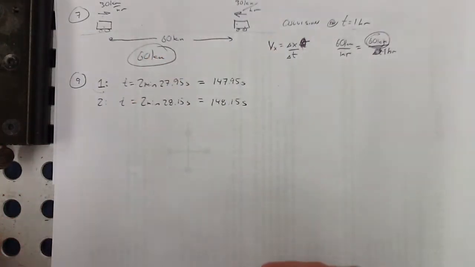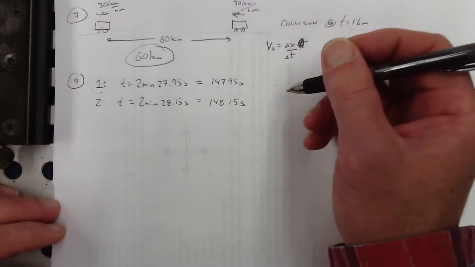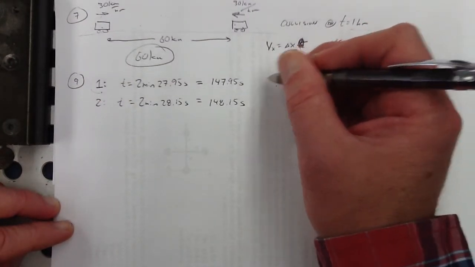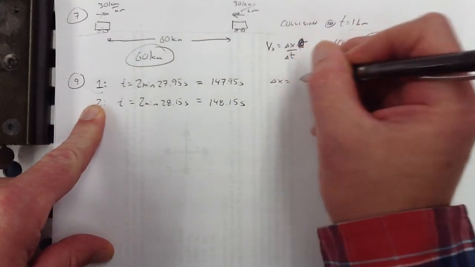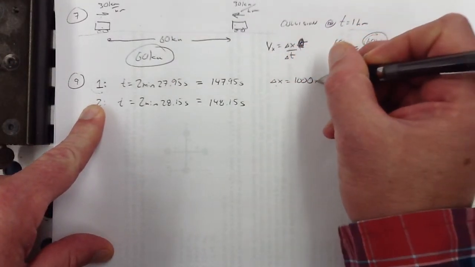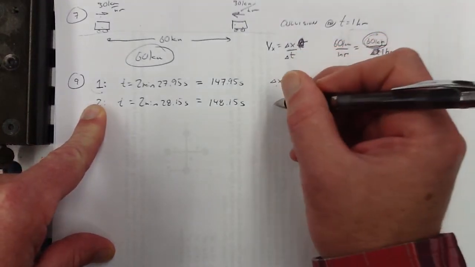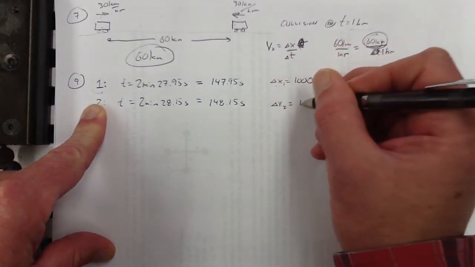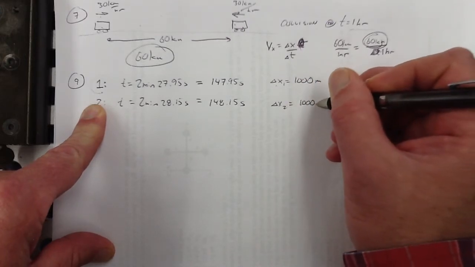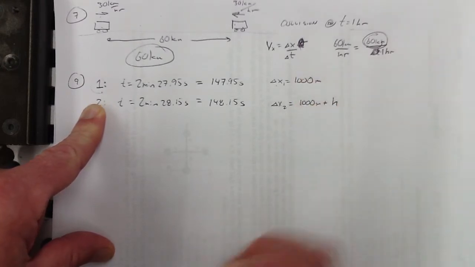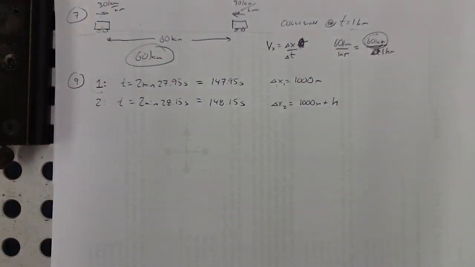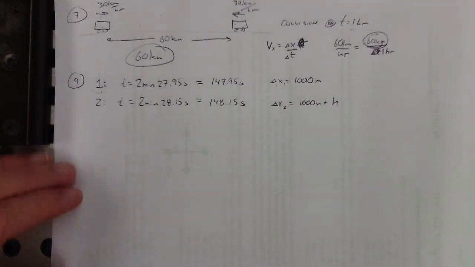So that's why I'm going to set things equal to each other. Let's say the distance of track 1 is 1,000 meters, and the distance of track 2 is 1,000 meters plus, just like in calculus, that little distance h, some little bit of a difference. And I'm going to set their velocities equal to each other because that's the boundary condition.